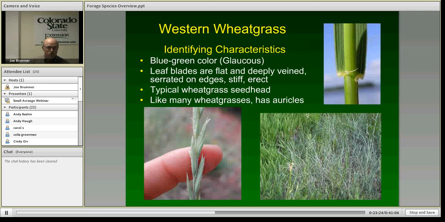Again, the leaf blades, one of the things I would look for as identifying characteristics. It tends to have those deep veins on the leaf, as well as the auricles. And if you run your fingers down the leaf, it has a sandpapery feel, especially along the edges, these little serrated edges. And the leaves tend to be very stiff and erect and taper to a fine point.